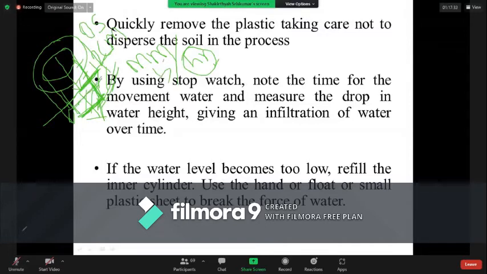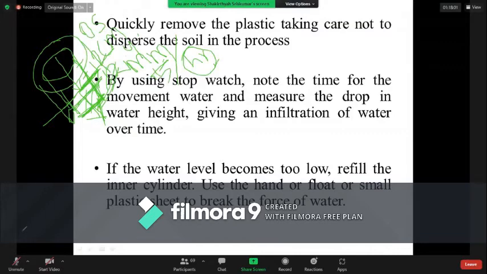Why will it go down? Because water is moving inside the soil. So that's why the height of this water is coming down. At that time, this height may be 12.9 centimeter or something. So in between these 5 seconds, what is the infiltration? What is the height of the infiltration?